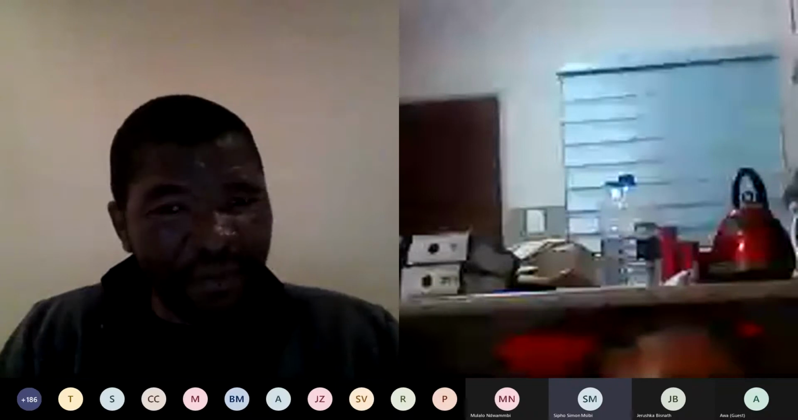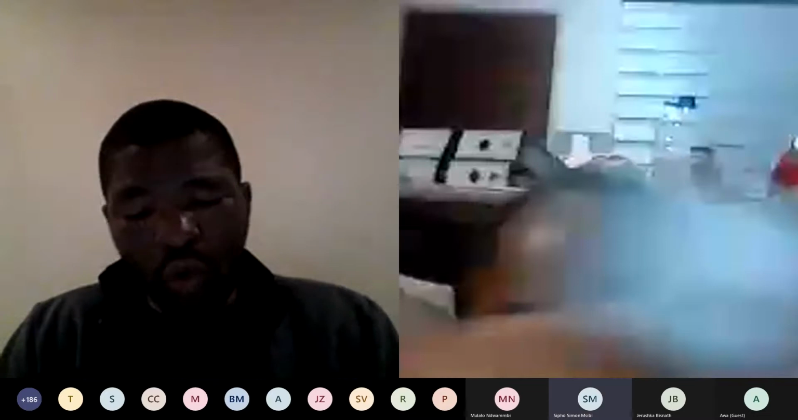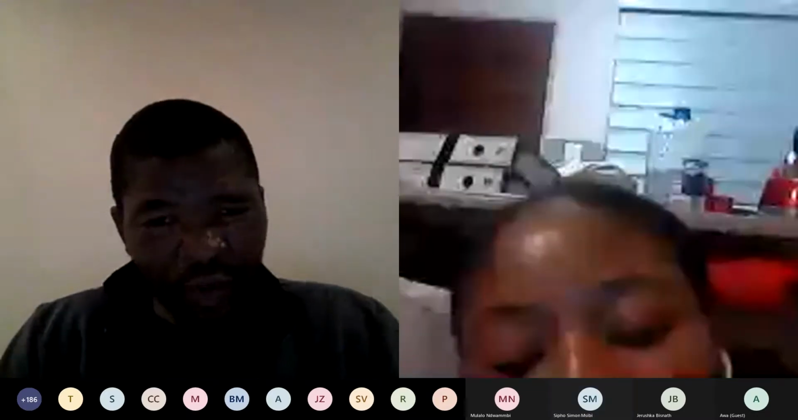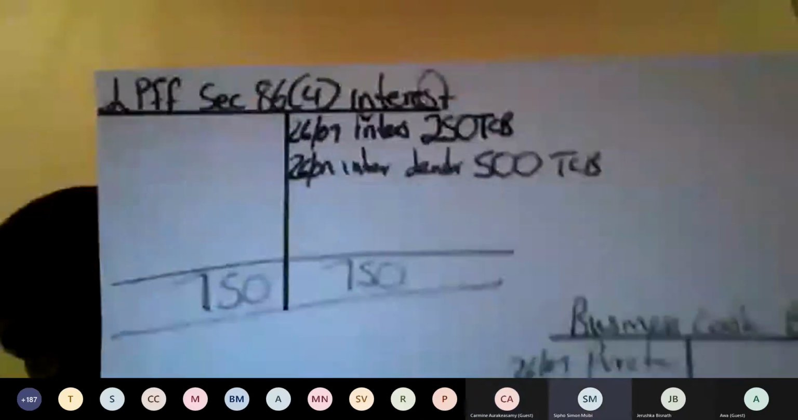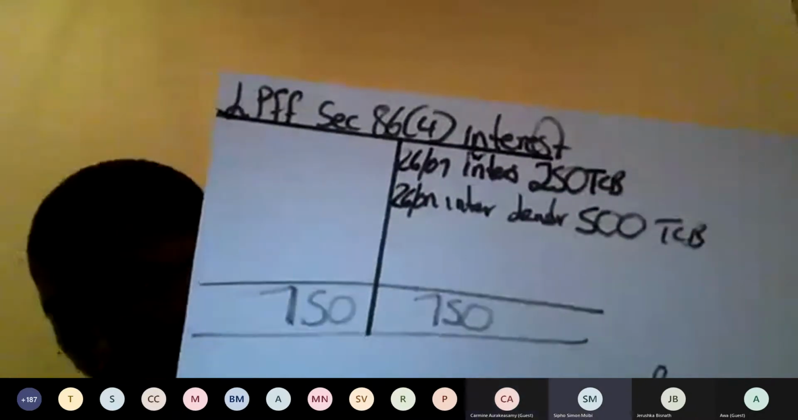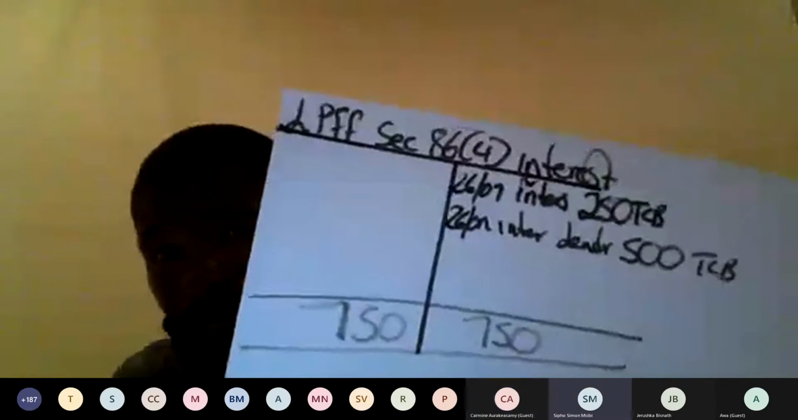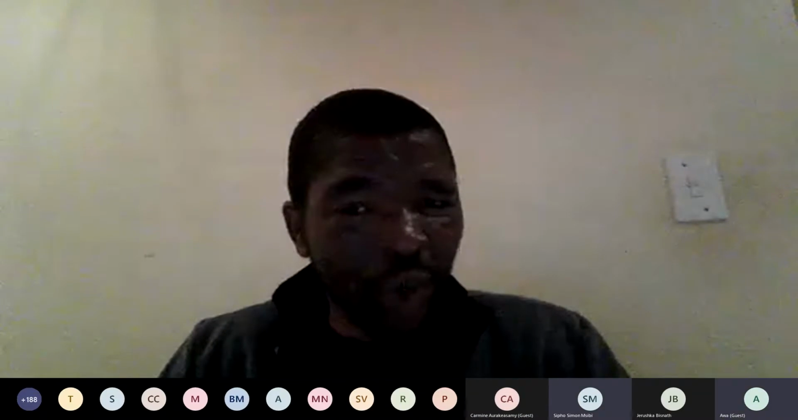Where do we get the 750? Go to your Legal Practice Fidelity Fund section 86 interest account. The interest account, LPFF section 86 interest account. You see that? Yes, when you balance that account, it tells you the balance is 750. That means you owe that account 750.